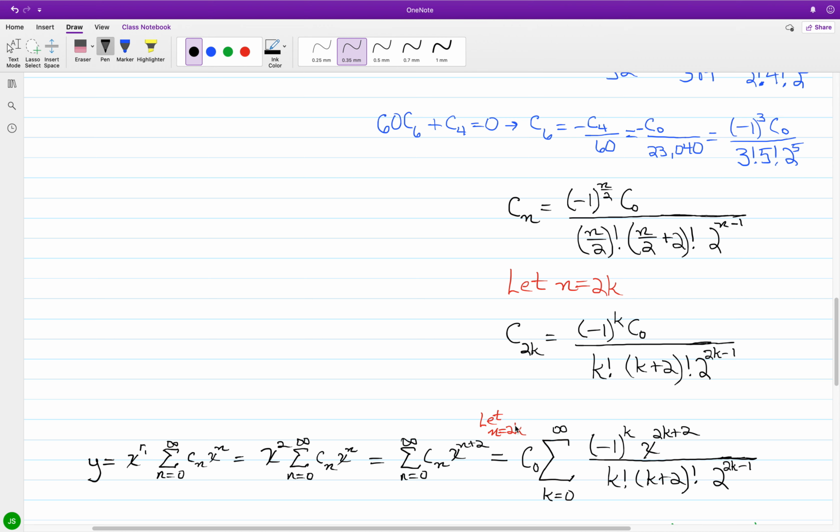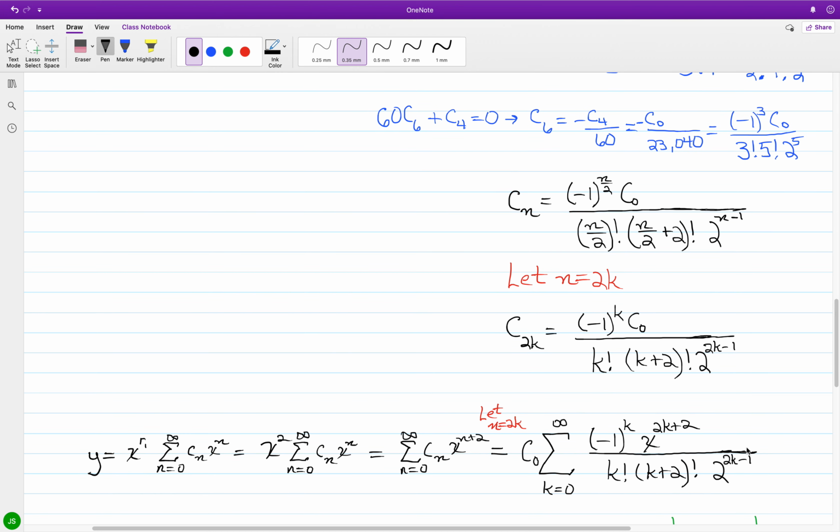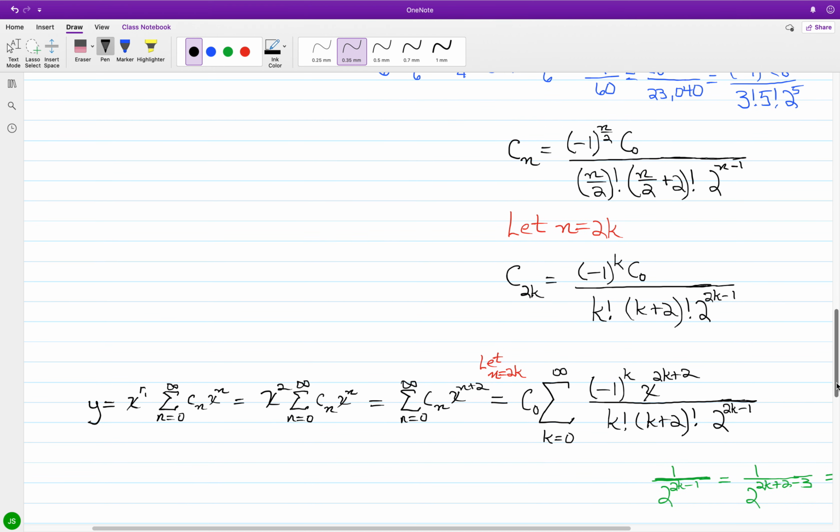But as we let n be equal to 2k, I'm going to move the c naught out to the front. And again, we have negative 1 to the k, and we're going to have x to the 2k plus 2 over k factorial, k plus 2 factorial. In the denominator, again, we have 2 to the 2k minus 1. But I'm going to write this expression, 2 to the 2k minus 1, in terms of 2 to the 2k plus 2, to have the degree match up with that to which x is raised.